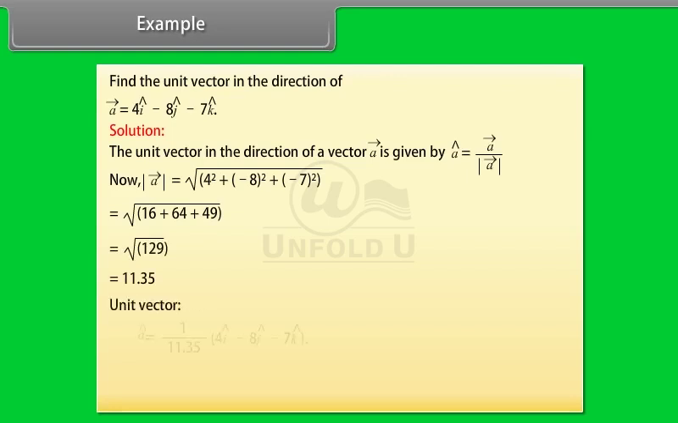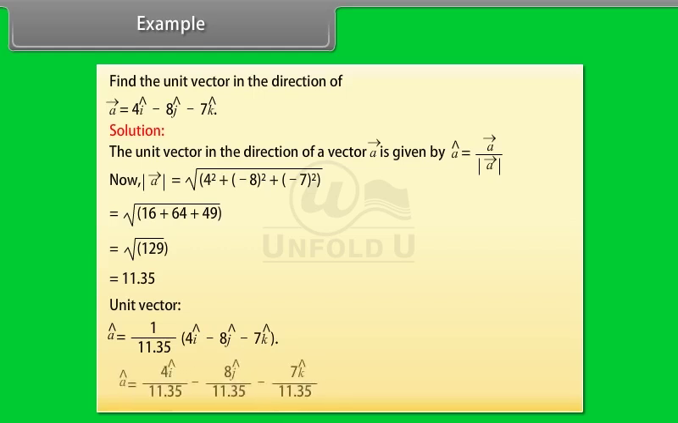Unit vector A equals 1 by 11.35 into (4 cap i minus 8 cap j minus 7 cap k). Unit vector A equals 4 cap i by 11.35 minus 8 cap j by 11.35 minus 7 cap k by 11.35.